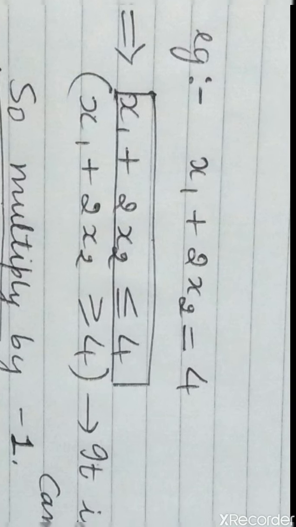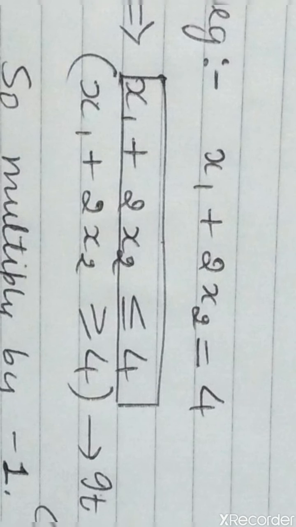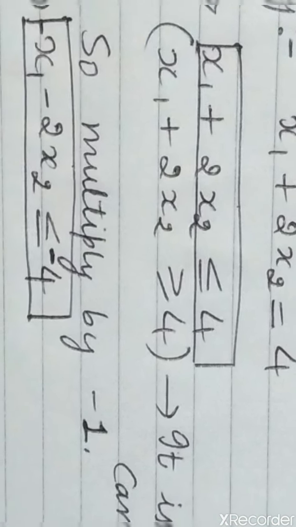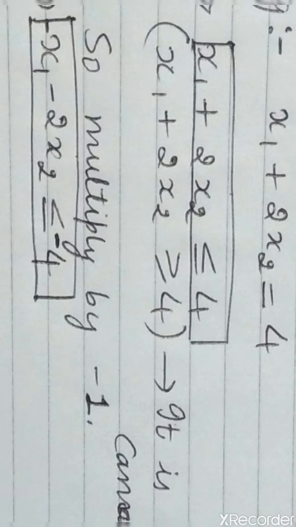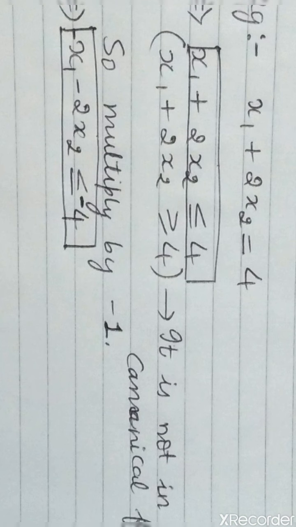So if you consider x1 plus 2x2 is less than or equal to 4, then this condition holds good to be in canonical form. But what happens if you use a greater than or equal to sign? If you write x1 plus 2x2 is greater than or equal to 4, it is correct, but it is not in the canonical form. So you cannot keep this equation as it is. The first equation is fine because it has less than or equal to, so it holds good. No need to change that equation.